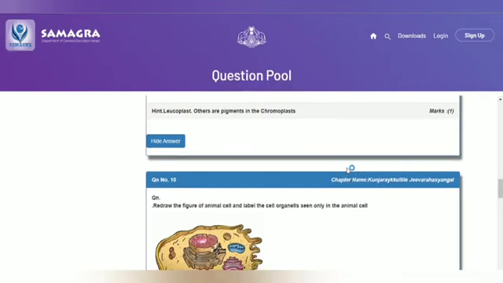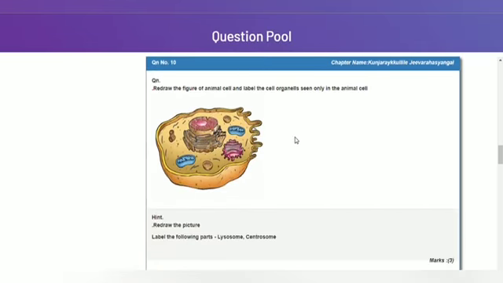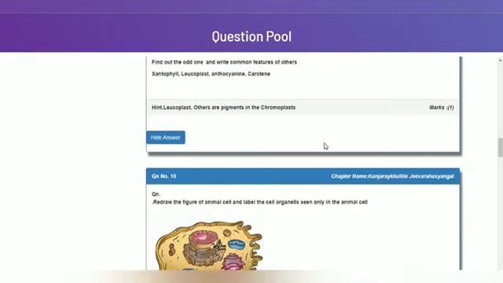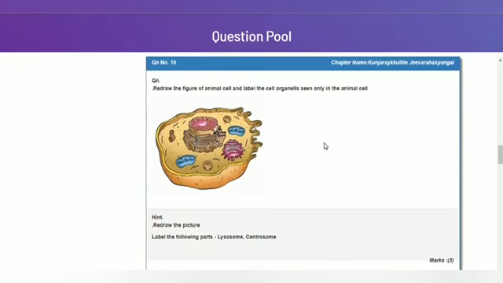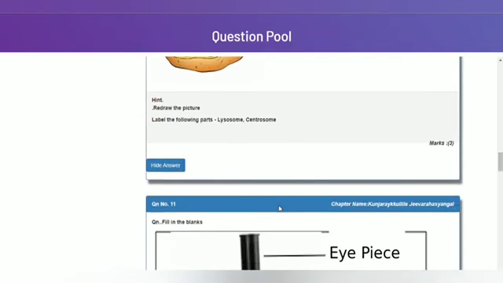Next question, that is the 10th question: redraw the figure of the animal cell and label the cell organelles seen only in the animal cell. So we have to draw this animal cell and label the parts. The organelles seen only in animal cells are the lysosome and the centrosome.